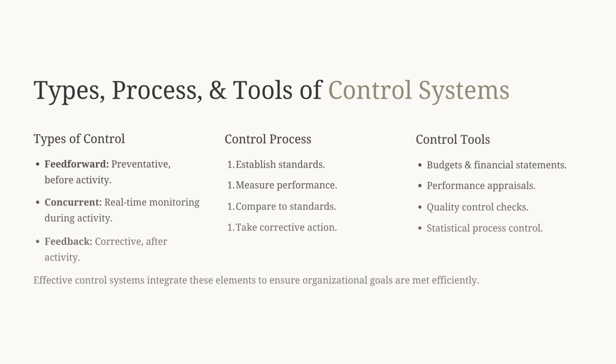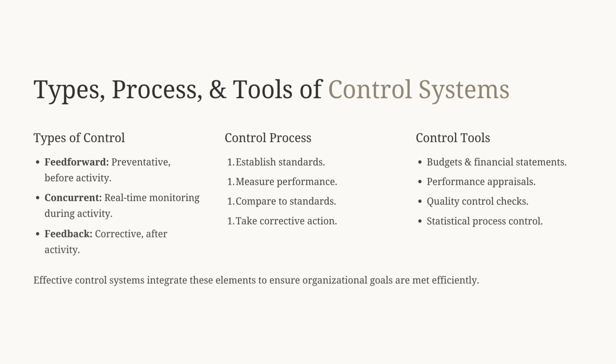Types, process, and tools of control systems. Types of control. Control process. Control tools. Feedforward. Preventative, before activity. 1. Establish standards, budgets and financial statements. 1. Measure performance. Performance appraisals.